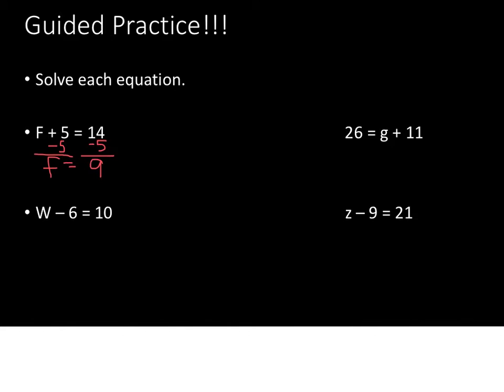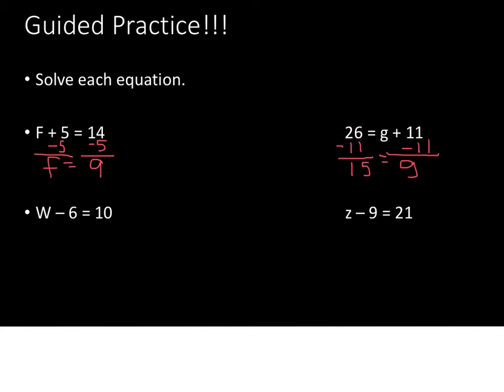So let me go ahead and solve. 26 equals g plus 11. So I'm going to subtract 11 from this side of my equation and get g all by itself. But then I need to subtract 11 from this side of my equation, and I get 15, and 26 is equal to 15 plus 11.